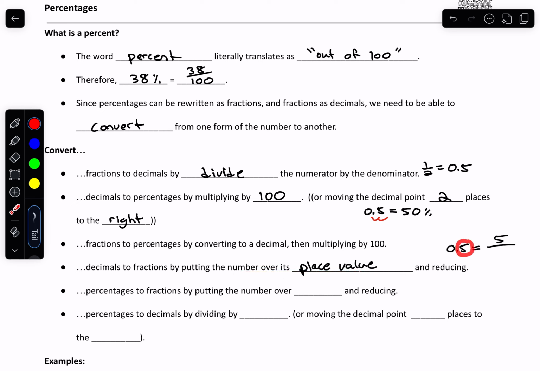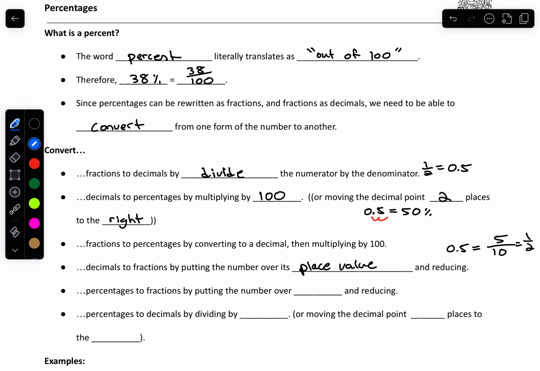When we say to put the number over its place value, what we mean is whatever the place value of the farthest right digit is, that tells us what to make the denominator. This 5 right here is in the tenths position, so this is the fraction 5 over 10. I put a 10 on bottom because this 5 is in the tenths position. Then we reduce the fraction, and so this is 1 over 2, which we should recognize from my example up here. I'm going to do another one for you real quick.